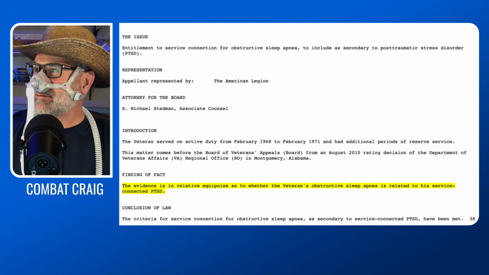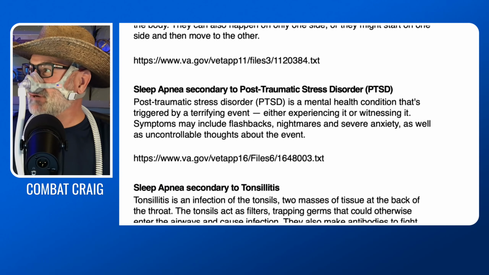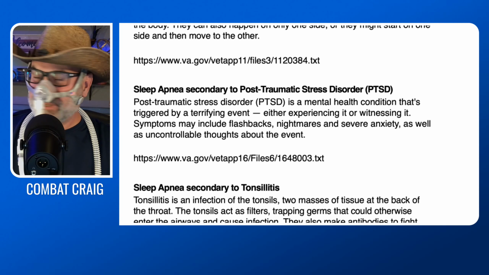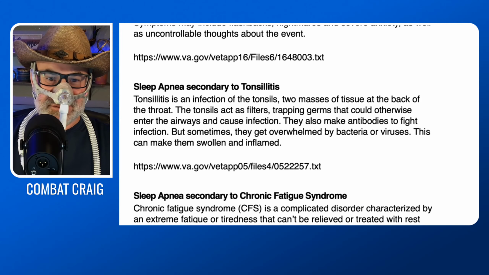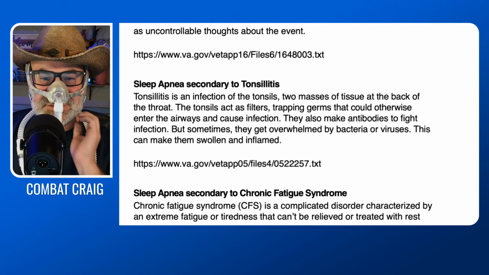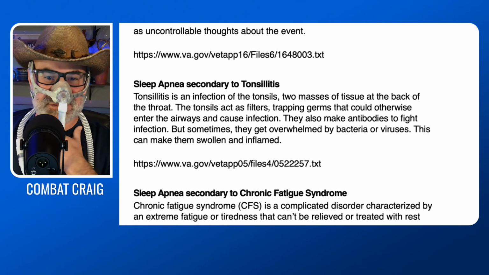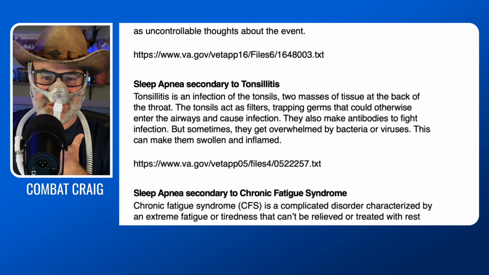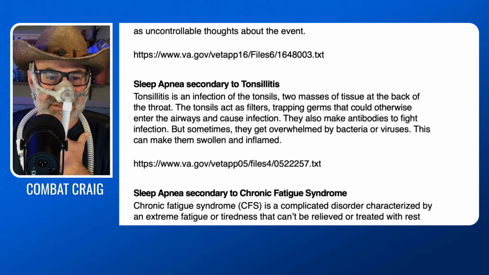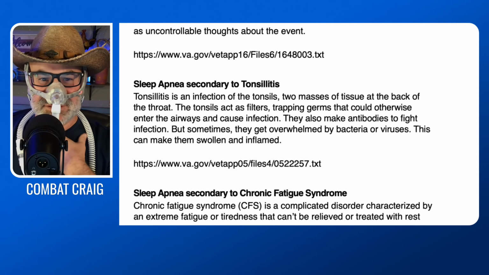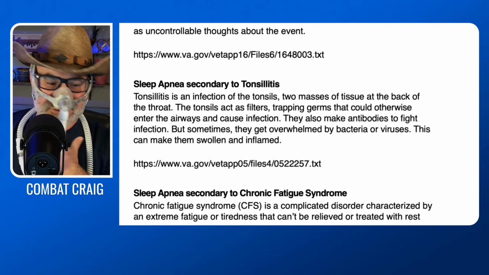I know that's a little hard to wrap your head around, but if it really comes down to an equipoise situation, you got it. Sleep apnea secondary to tonsillitis. Ever had that? That sounds like fun. I probably have my tonsils taken out. Anyway, tonsillitis is an infection of the tonsils.